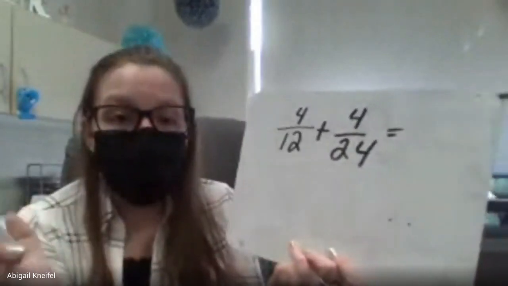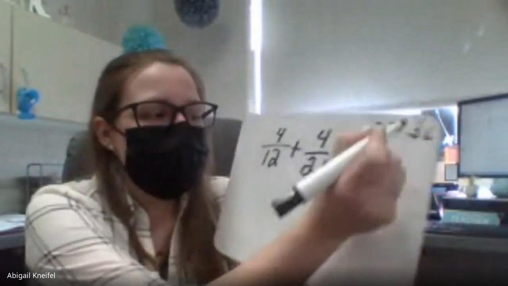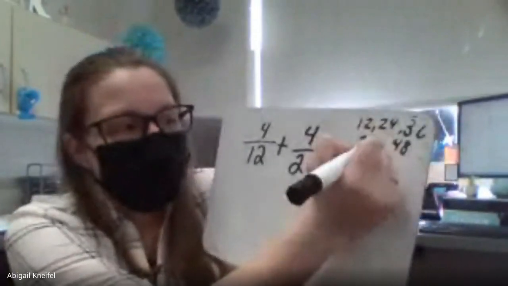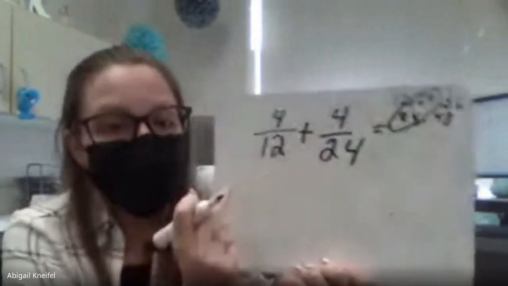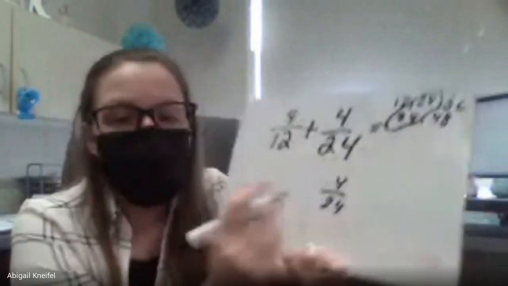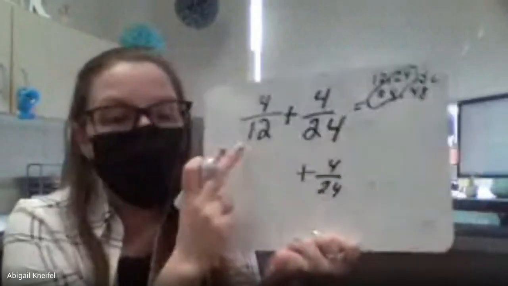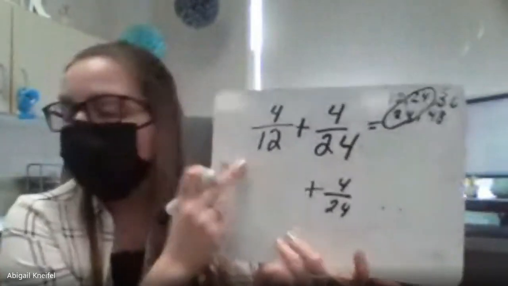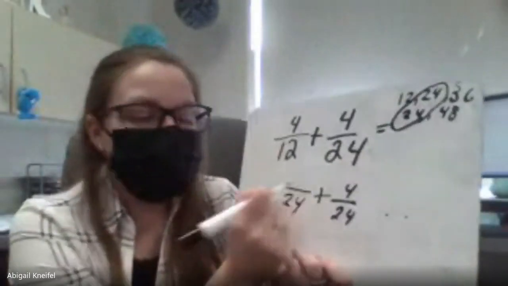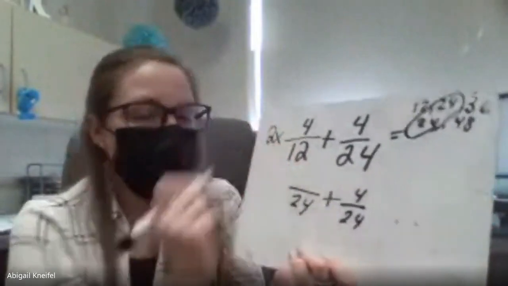So, I'm going to count by 12s. 12, 24, 36. I'm going to count by 24. 24, 48. Oh, look, my common denominator is 24, which means I do not need to change 4 over 24. That guy can stay the same, because he already has 24 as our denominator. But we need to change 4 over 12 because we need to get 12 to 24. How many times do we multiply 12 to get to 24? Twice. So then we have to multiply the top by 2 as well.